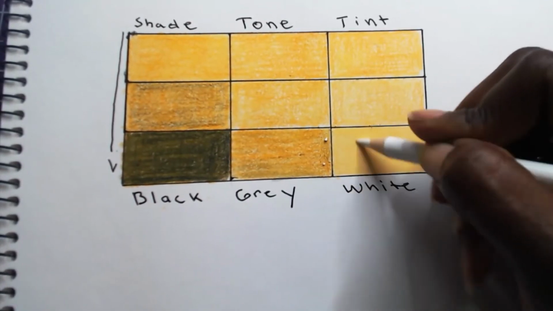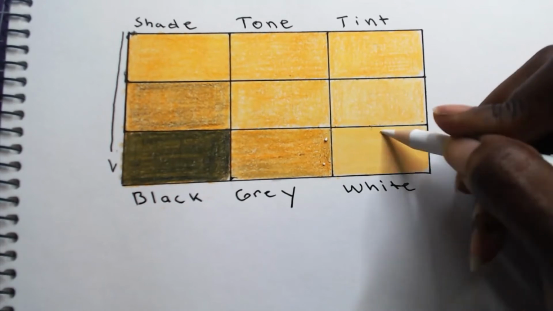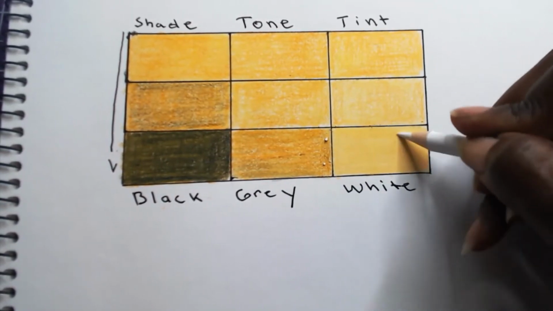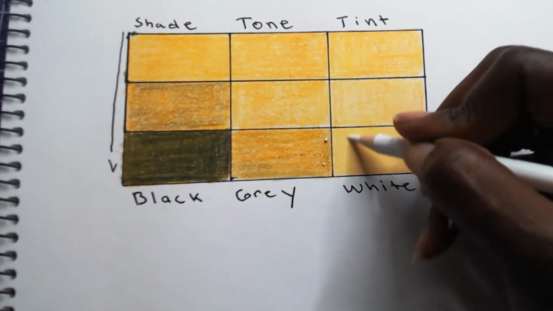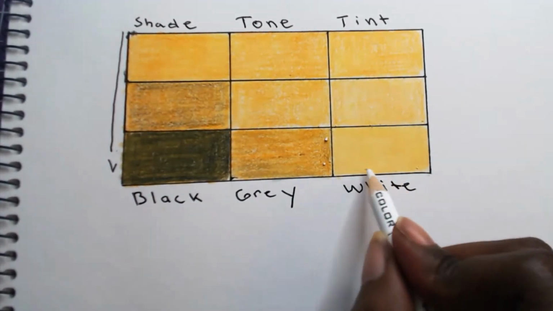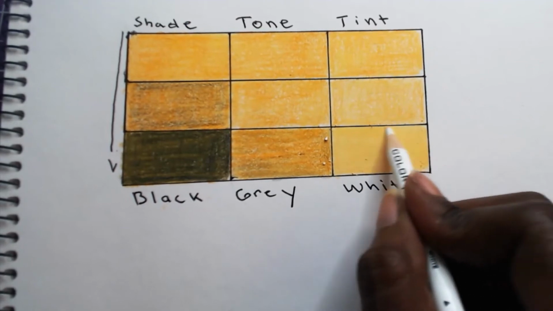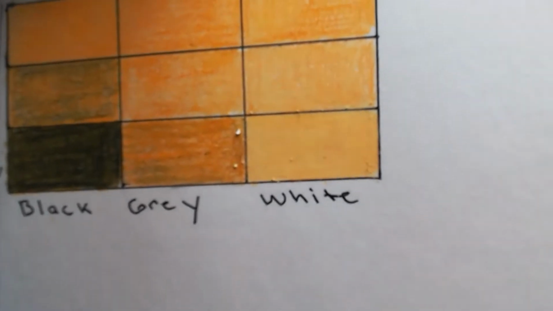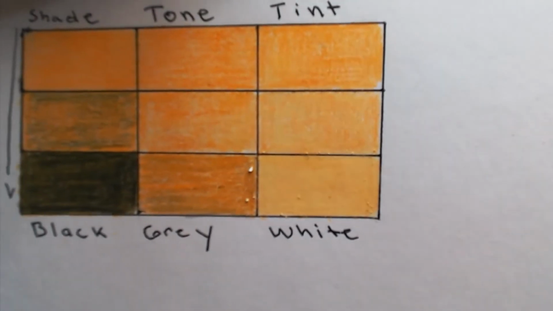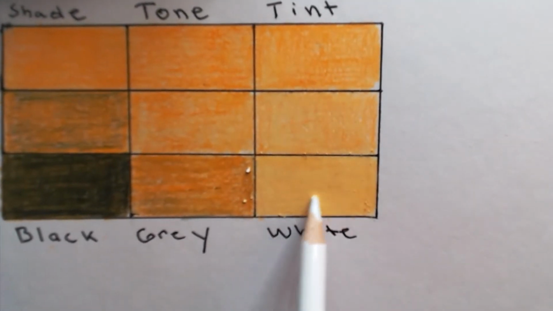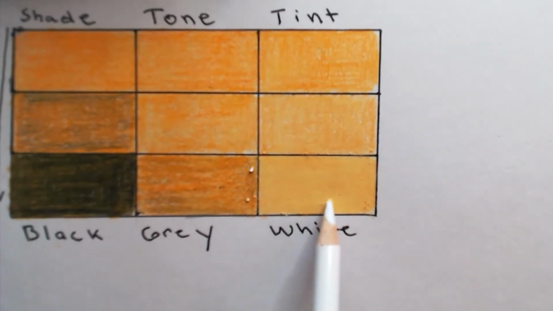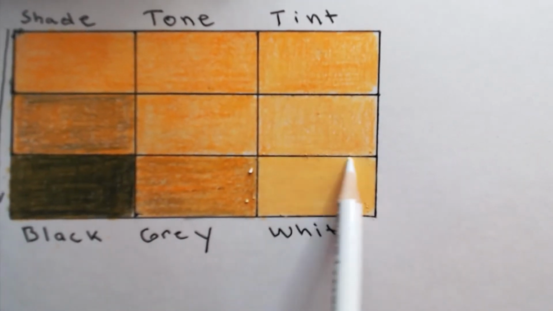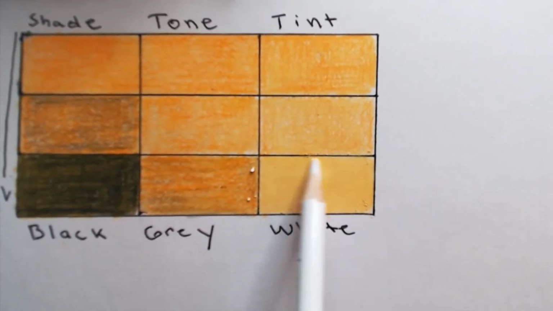You see what that white is doing to this orange? It's not the same color anymore. It's almost a peach color now. And I don't know if you can see very well on camera, but it's kind of peachy. And it also smoothed out the tooth of the paper. So the tooth of the paper is not coming through as much as it was in there. But this is the one I like to use the most, is white.